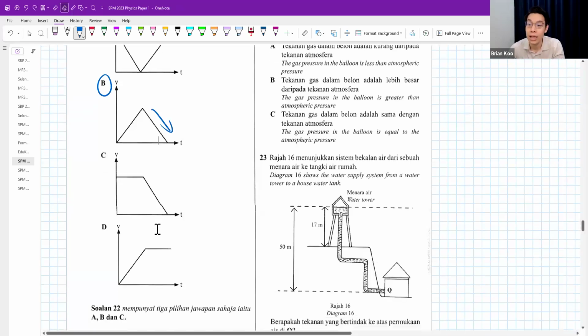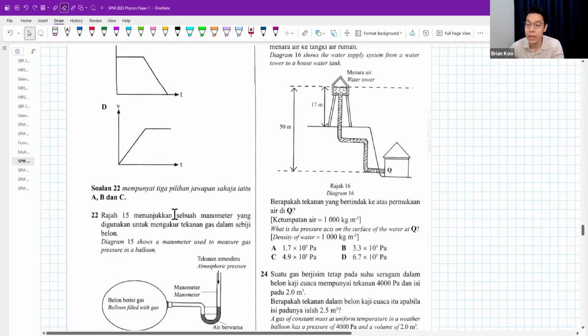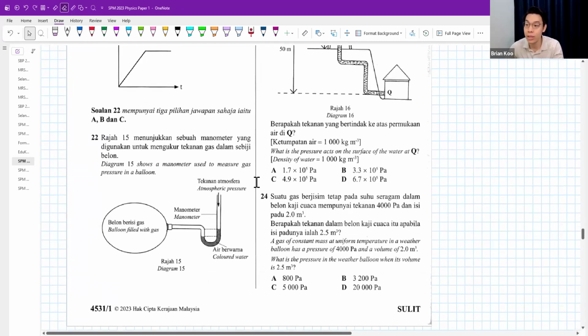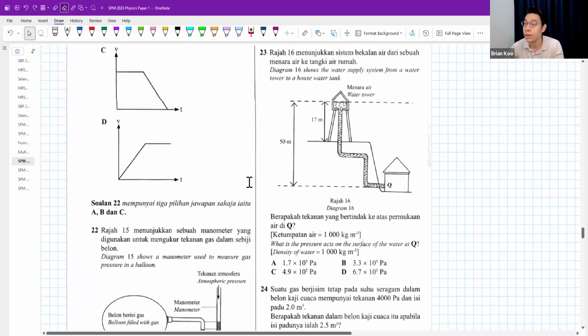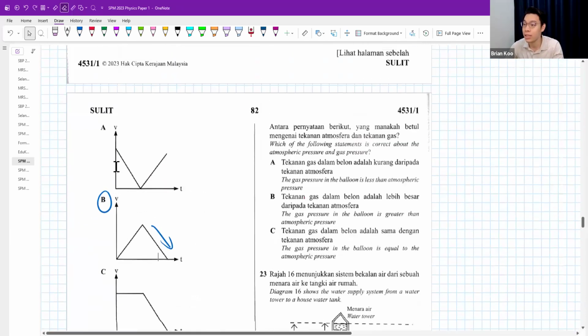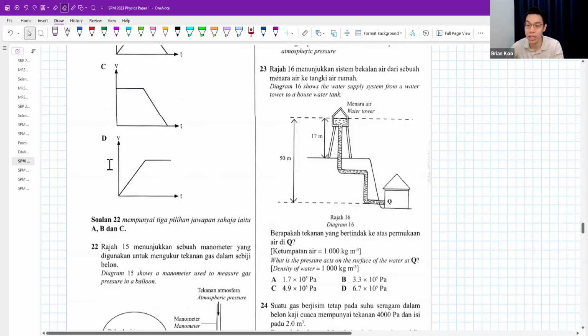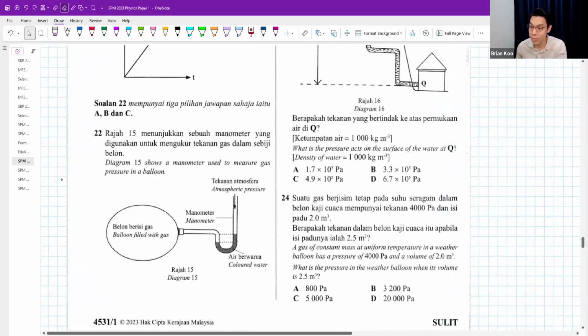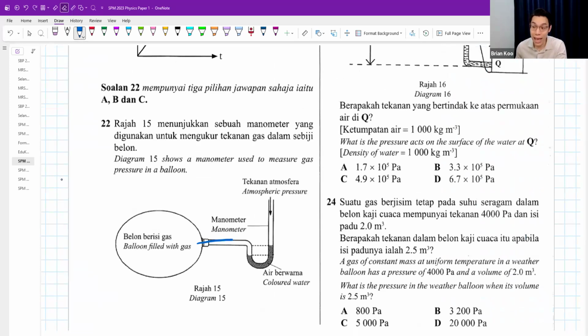Okay, 22. The diagram shows a manometer used to measure gas pressure in a balloon. Which of the following statements is correct about atmospheric pressure and gas pressure? Right now, we can clearly see the balloon is pressing more. The pressure of the gas is pressing down on the colored water more than the atmospheric pressure.